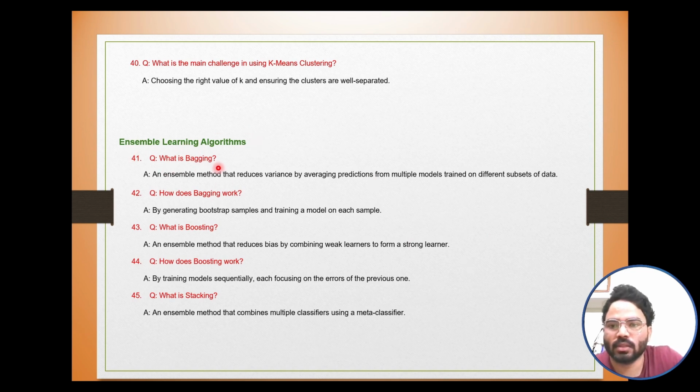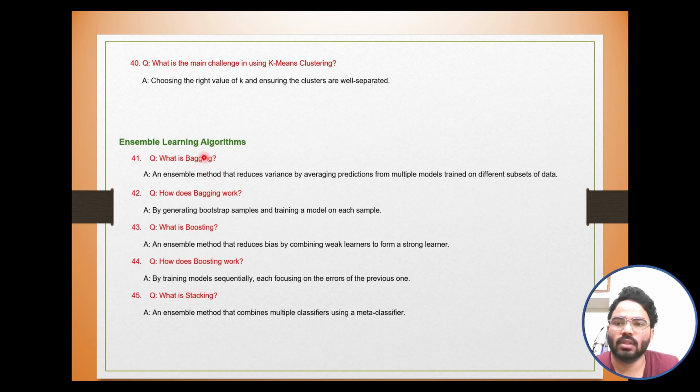So the first question is: what is bagging? Bagging is an ensemble method that reduces variance by averaging predictions from multiple models. The model could be anything, like a decision tree or SVM; any model can be used in bagging, after training on different subsets of data. So it is an ensemble method that reduces variance.